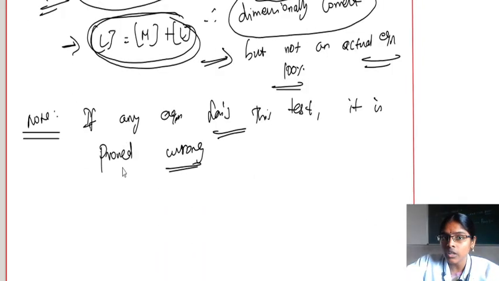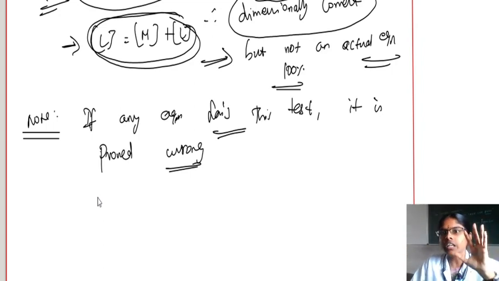100% surely we can prove the equation is wrong, when both the sides do not have the same dimension. So any equation that does not pass this test has no chance of being correct. It is 100% wrong; we can prove it is wrong. So to prove an equation wrong, we can use this.